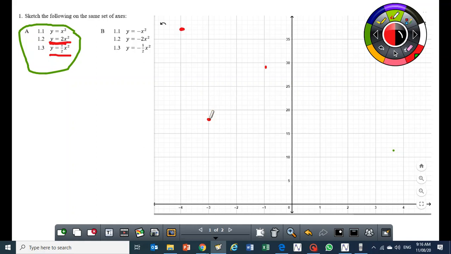Okay, and when x is equal to minus 2, squared will give you 4. 4 times 2 will give you 8. So 8 is here. And then when x is equal to minus 1, squared gives you 1. 1 times 2 gives you a 2. So we're going to have that. Then when x is 0, y is 0. Then when x is equal to 1.